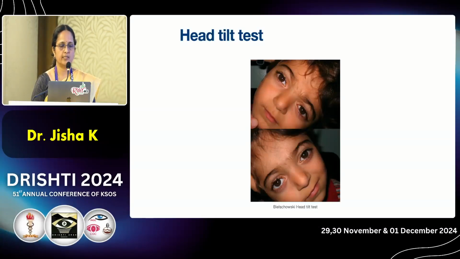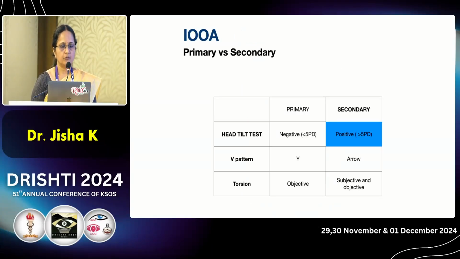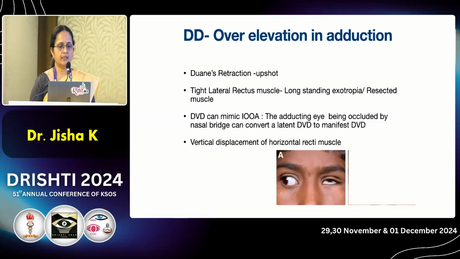The most important diagnostic test is the head tilt test. You have to measure the vertical deviation in the primary position by tilting the head to the right and then to the left. If the deviation is more than 5 prism diopters, it is diagnostic of a secondary inferior oblique overaction. Of course, you can look for other points also, like the pattern. It is a sort of Y pattern in a primary inferior oblique overaction and an arrow pattern in secondary inferior oblique overaction.